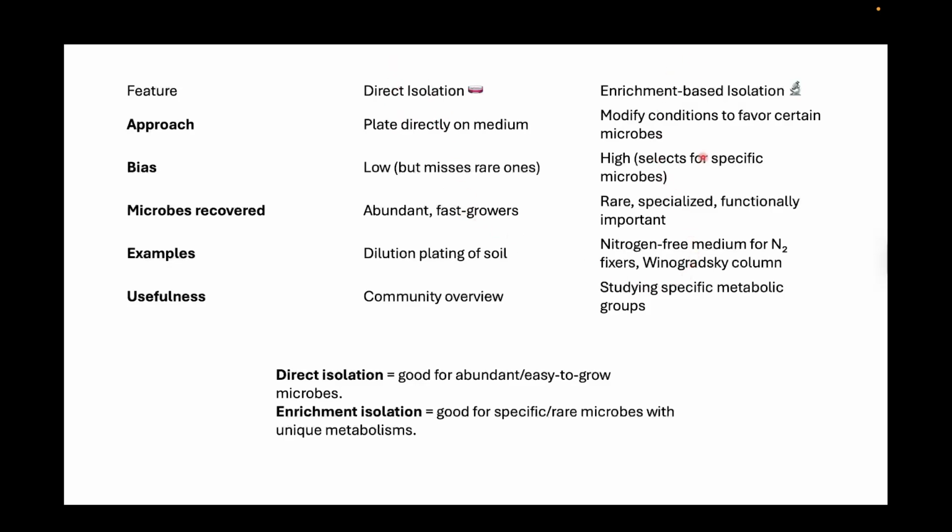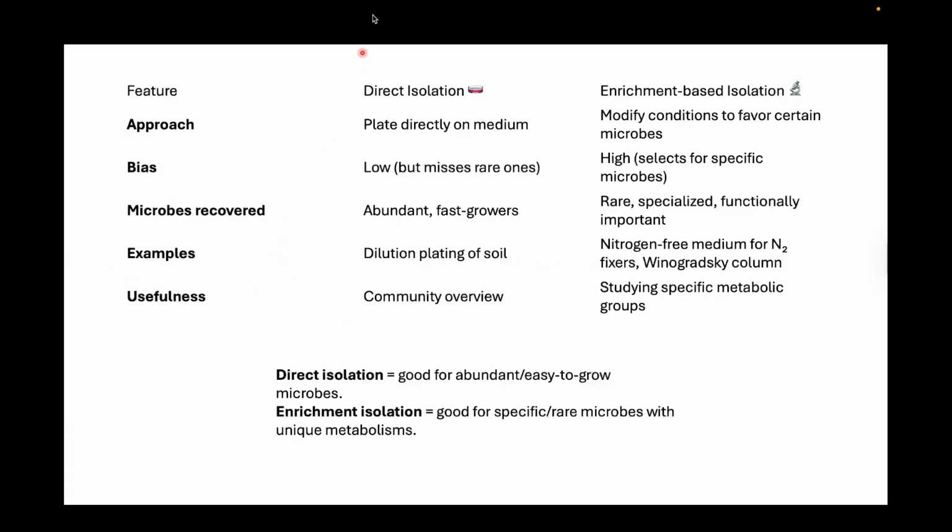While in enrichment based isolation, rare and specialized, functionally important microbes are enriched. For example, dilution plating of soil or pour plating method. While for enrichment based isolation, nitrogen free medium for nitrogen fixers and Winogradsky column. Both of these examples we have encountered in the previous questions.